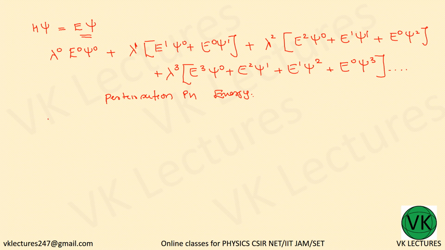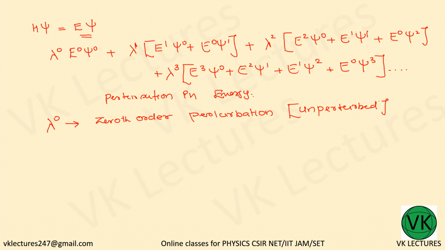For λ power 0, we can say it is the zeroth order perturbation. Zeroth order perturbation simply means the unperturbed state or unperturbed value. Now this is given by the first one, that is E0 ψ0 equal to H0 ψ0.